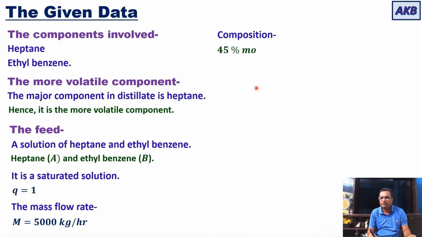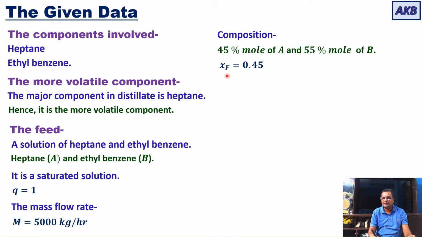Then the composition of the feed is also given. The feed is containing 45% mole of A, and the remaining amount, that is 55% mole, will be of B. That means in this case, xF is 0.45. You know xF is the mole fraction of the more volatile component in the feed solution, and in this case it is heptane. So since the composition is 45% mole, xF will be equal to 0.45.